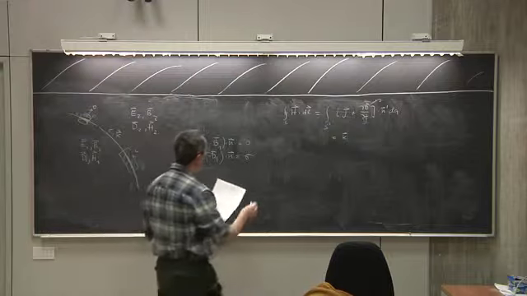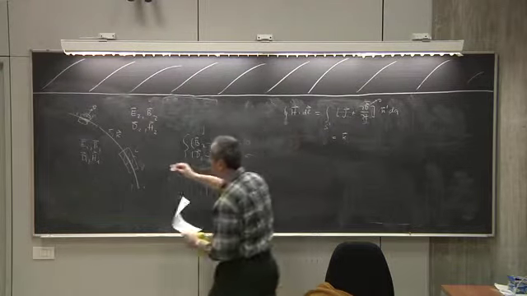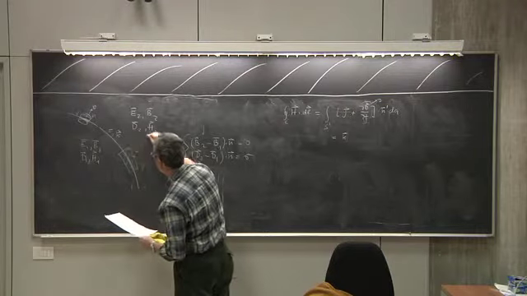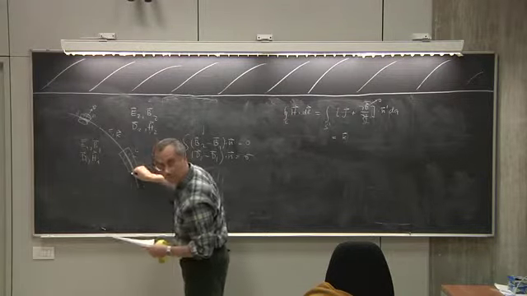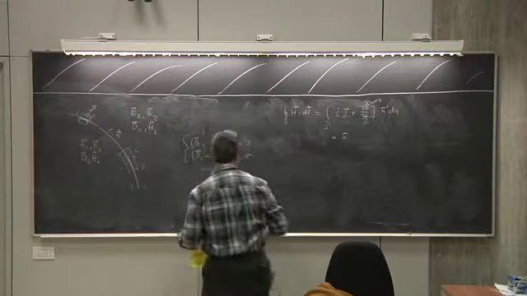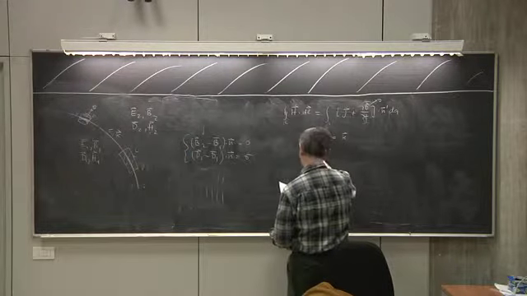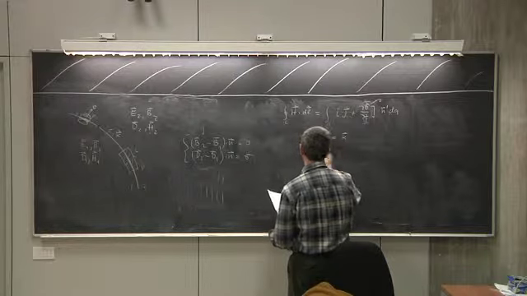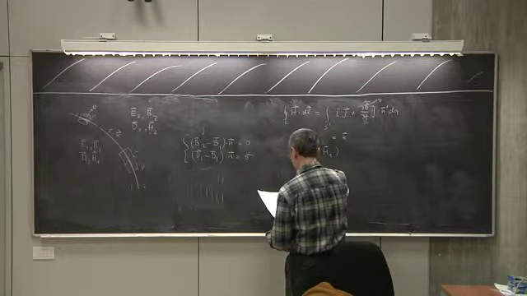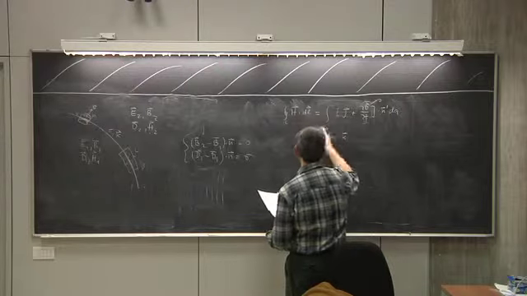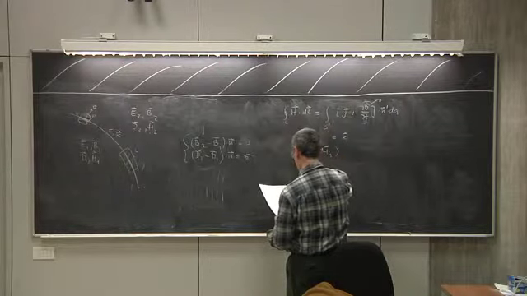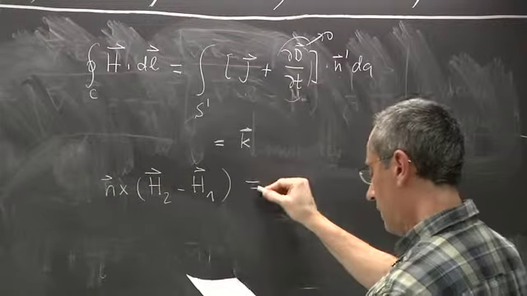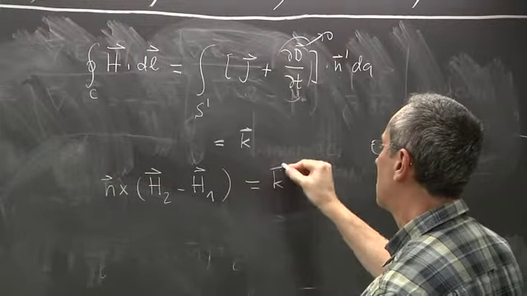And on the other side, I'm shrinking this, so on the upper side I have the H2. And then when I come down, I have the H on the other side. So in other words, I have H2 minus H1, okay? It's like a curl. I have really the n cross this quantity. This must be equal to this current.